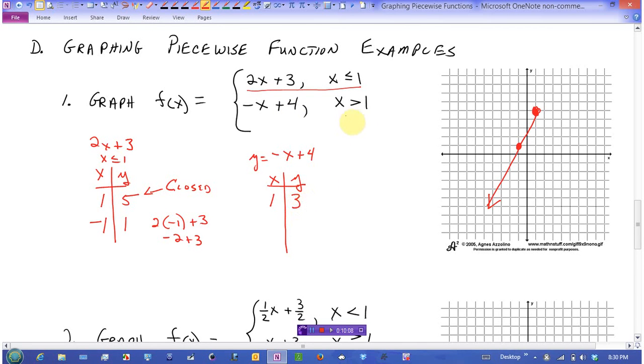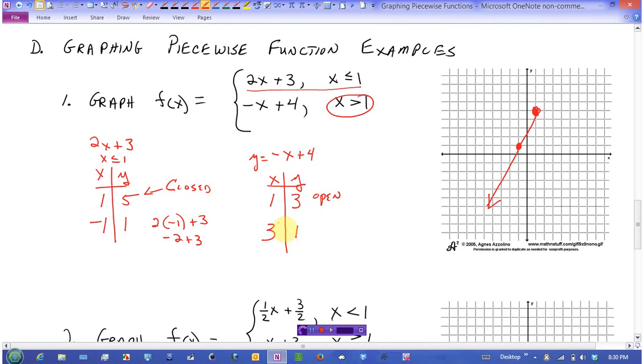And because the value cannot actually equal the 1, notice that that has a greater than sign, I will show that by an open dot. All right, let's pick another value for my table where x is greater than 1. Let's pick 3. So if I put a 3 into the equation, I get a negative 3 plus 4. That would be 1.